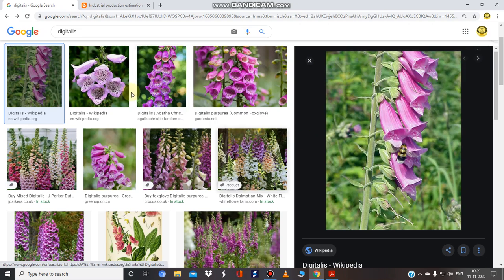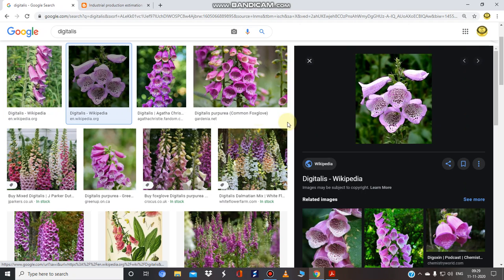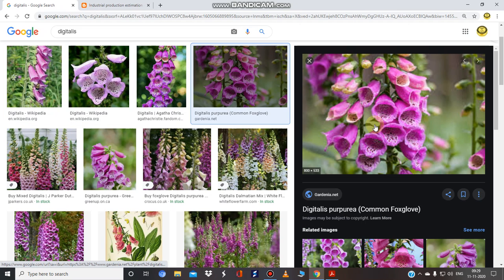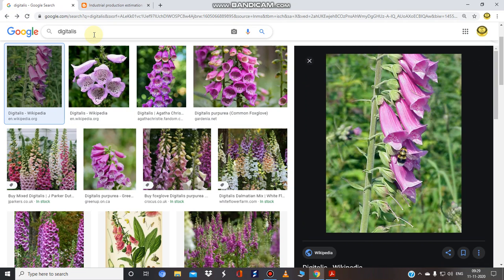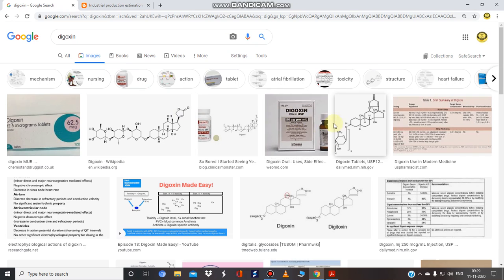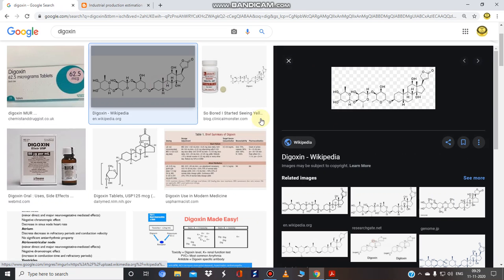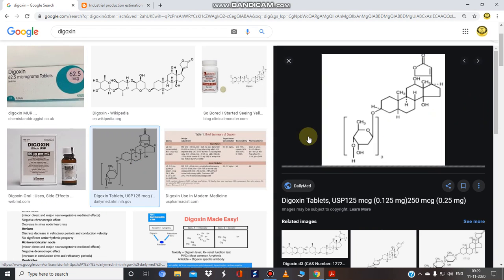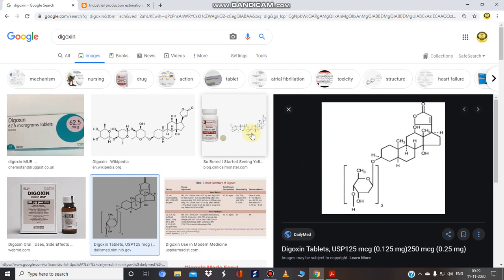Yes, this is the plant that we are talking about, Digitalis purpurea and Digitalis lanata. These two are the most frequently used species, and I hope you remember these two species. Our chemical constituent is digoxin. So here it is. This is digoxin. Preparations are also available in the market, and this is the chemical structure that you have to remember about this plant.